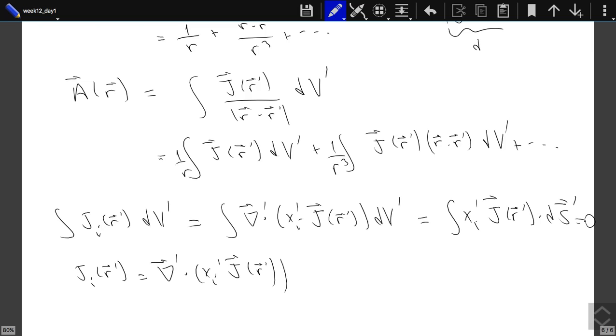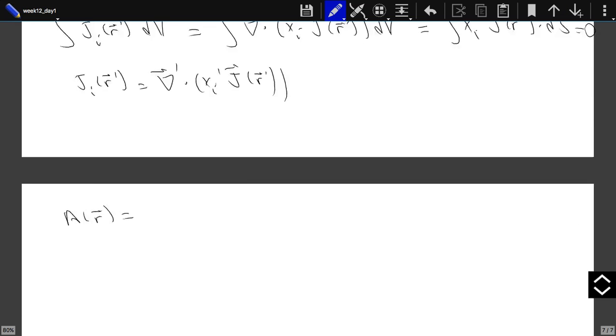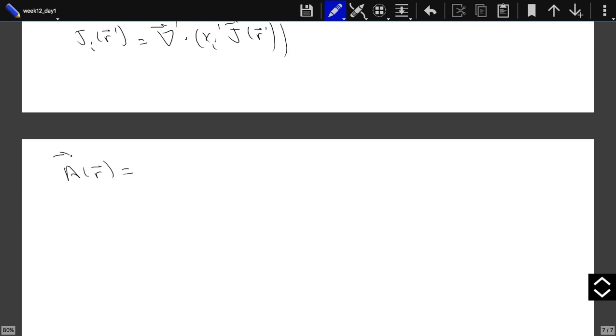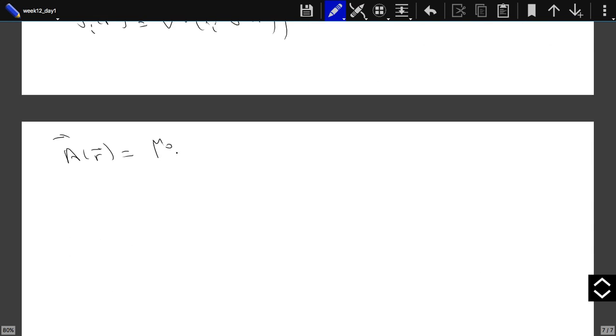Now let's study that dipole. So A of r is equal to, sorry, here I forgot a mu 0 over 4 pi. mu 0 over 4 pi, 1 over r cubed, the integral of j evaluated at the point r prime multiplied with r dot r prime, integrated over r prime.